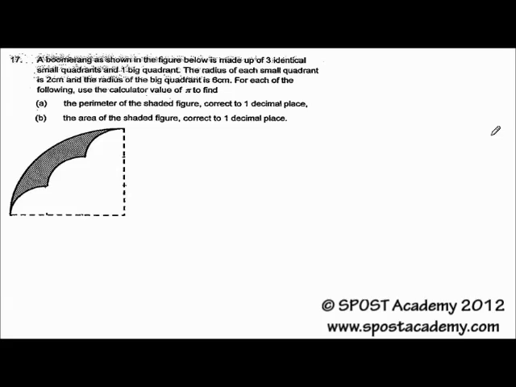So according to the question, there are actually 3 identical small quadrants. So let's identify the small quadrants, which is actually here. And 1 big quadrant. So the big quadrant is pretty obvious. It's this big quadrant. The radius of each small quadrant is 2 cm. So we know from here that this is 2 cm and 2 cm, 2 cm. And the radius of the big quadrant is 6 cm. So we know from here that this is 6 cm.